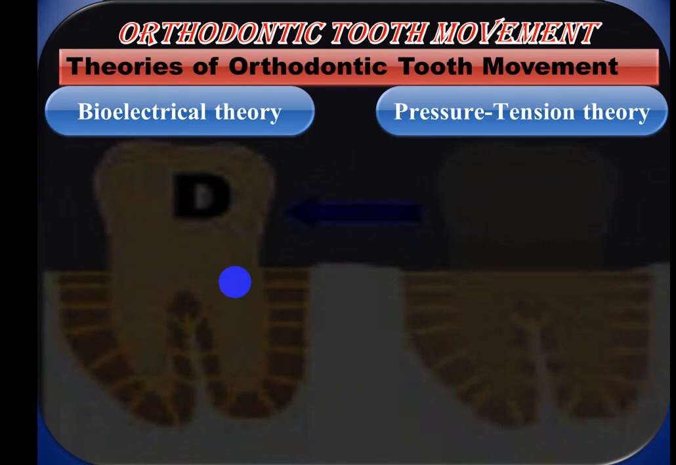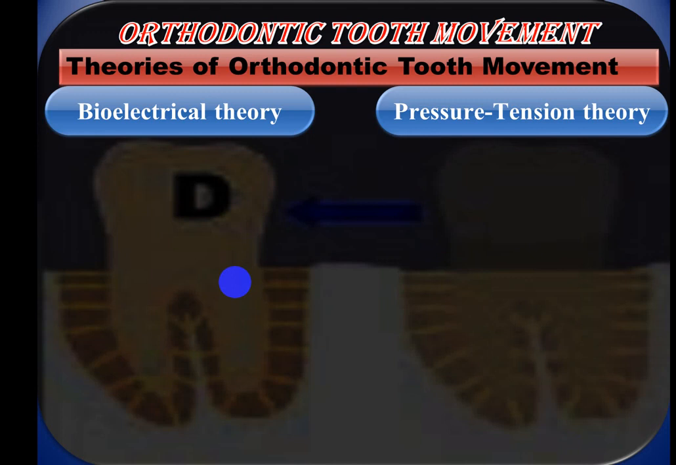The bioelectrical theory is based on the idea that tooth movement occurs when there are changes in the metabolism of the bone. These changes in bone metabolism are controlled by an electrical signal, which results from the deformation that occurs in the crystalline structure as a result of the alveolar bone flexing or bending. So, the steps of the bioelectrical theory for tooth movement include the following.